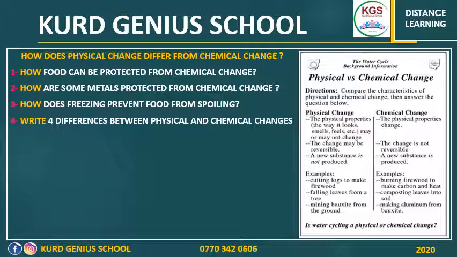And right here we have physical and chemical change. What are the differences between physical and chemical change? Guys, compare the characteristics of physical and chemical change and then answer the questions below. So we have the physical properties, and also the change may be reversible. A new substance is not produced through physical change, but chemical change is different. We always have new substances. And the last question is, is the water cycle a physical change or chemical change? Please guys, answer these questions.